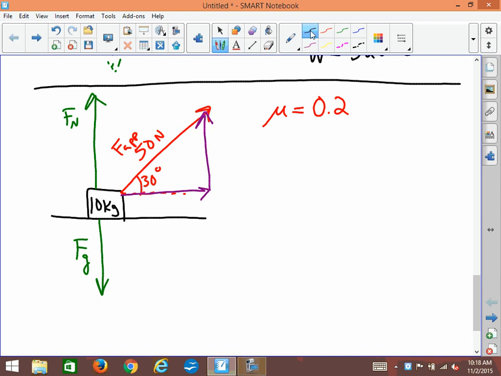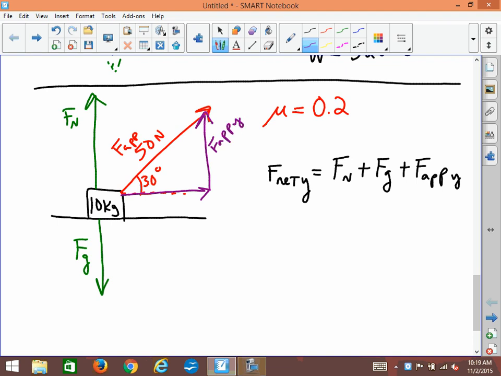So if I start with an F net y, like we've done before, we'll see there are 3 up and down arrows, aren't there? There's Fn, there's Fg, but there's also what I'm going to call F applied y, which is this purple guy right here. But we know what he is. He's F applied, 50 times the sine of 30, which is a half. So he's actually worth 25 newtons upwards, right?